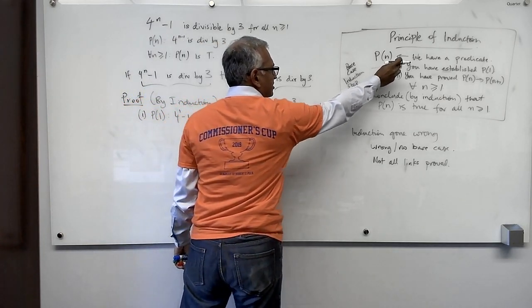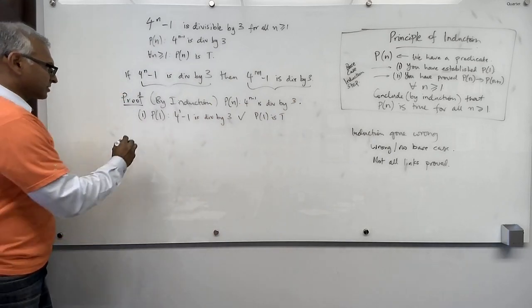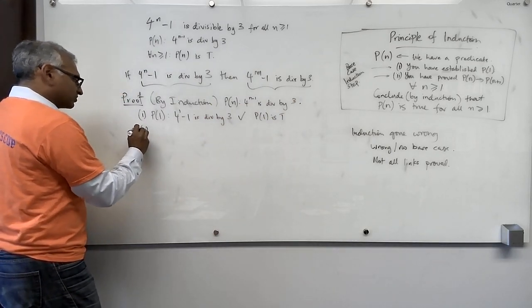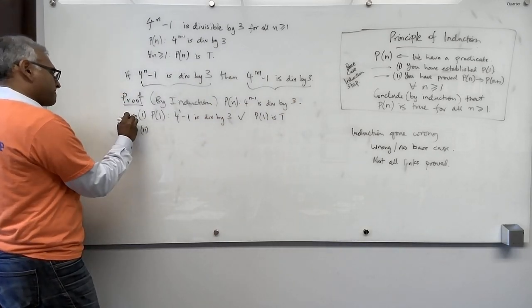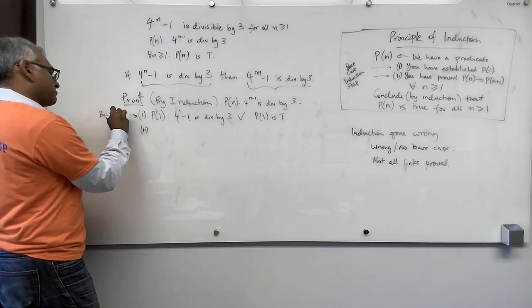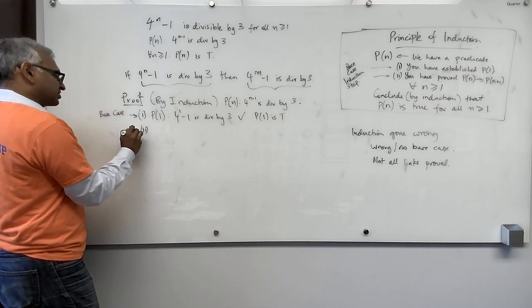Okay, that's the first step in the principle of induction. Now comes the complicated step usually. So this is called the base case. And this is called the induction step.